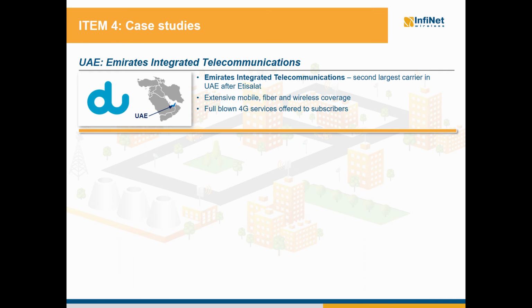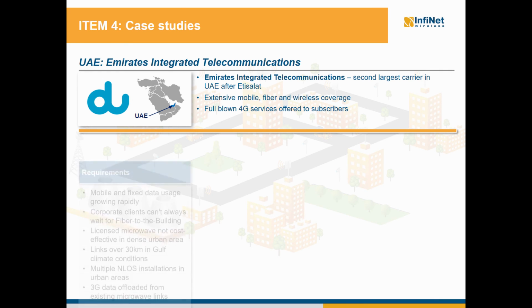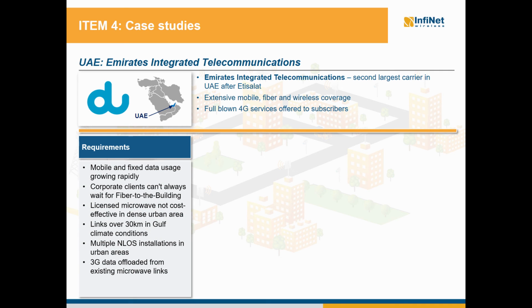We continue with the second largest carrier in the United Arab Emirates. The requirements to be fulfilled were the growth in mobile and fixed data usage, a quick deployment time, licensed microwave was not cost-effective in dense urban areas, they require support for links over 30 kilometers long in Gulf climate conditions, multiple and loss installations were also required, and 3G data had to be offloaded from the existing microwave links.